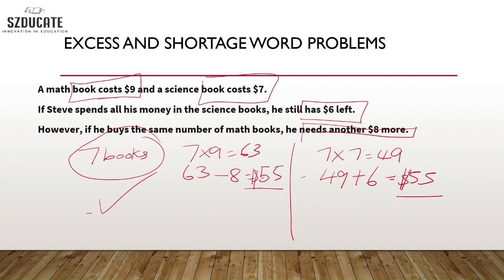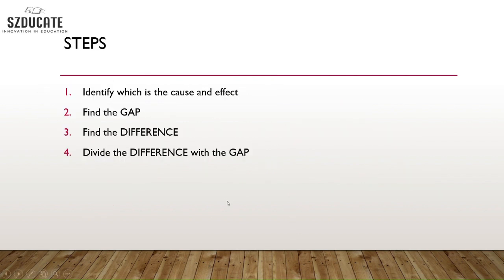Alright, let's go through the steps again. First, identify which is the cause and effect. Second, find the gap. Third, find the difference. Fourth, divide the difference by the gap. Okay, let's come to an actual example.